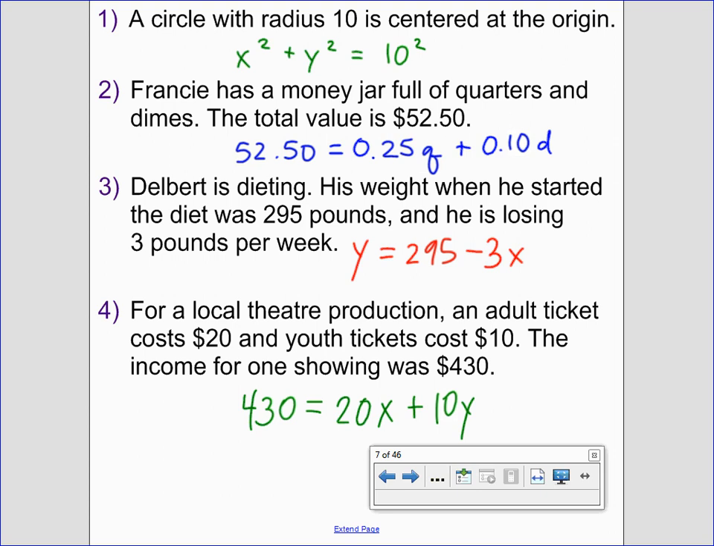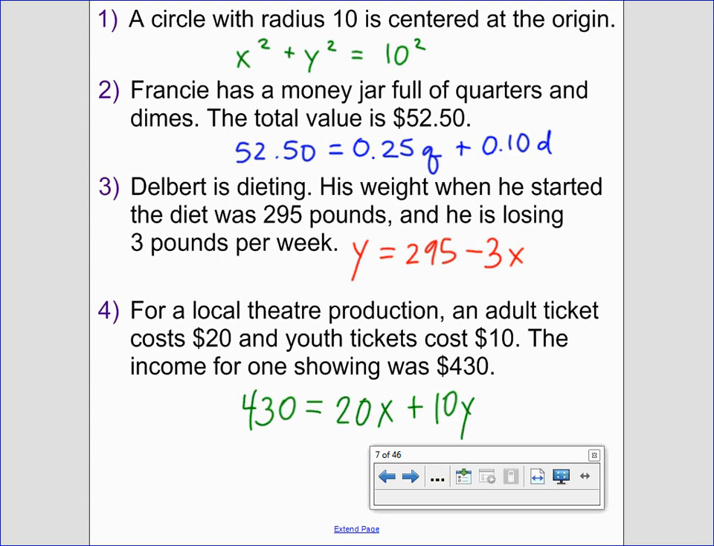Okay, so what kind of thoughts are you having for implicit relation versus explicit relation, based on three of these being implicit relations and one being an explicit relation? What do you think the defining characteristic might be? Brandon? Well, my guess is that an explicit relationship includes a definite independent and dependent variable, while in an implicit relationship, there's no true way to tell the difference.